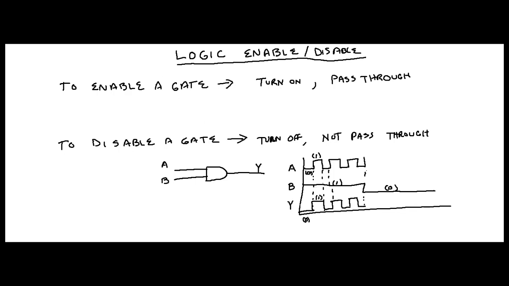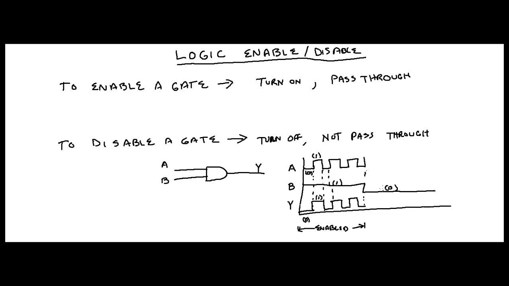The thing is, if you look at this now, the signal A passed through this gate, from B to Y, because the output Y is the same as the input A, isn't it? So this part from here to here, when B is high, right here, that gate is enabled, isn't it? Got it?